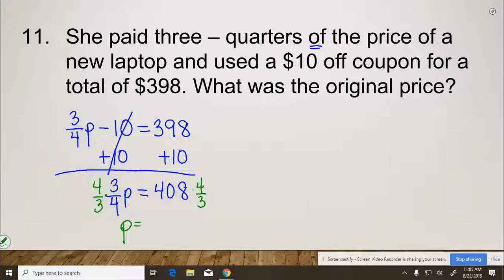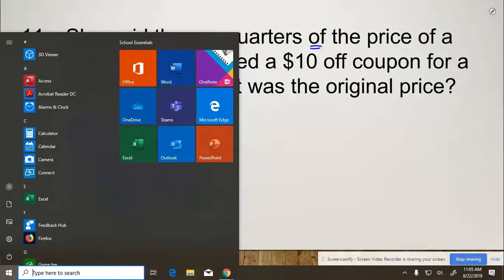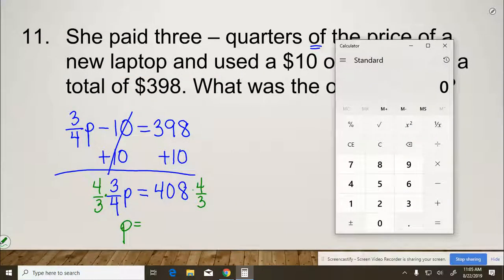resulting in a price that's going to be a little bit harder to figure out. If you have a calculator handy, you can pull up that calculator and you would do 408. Remember to divide by the denominator, which is 3, and then multiply by the numerator, which is 4, equals $544. So the original price of the laptop was $544.